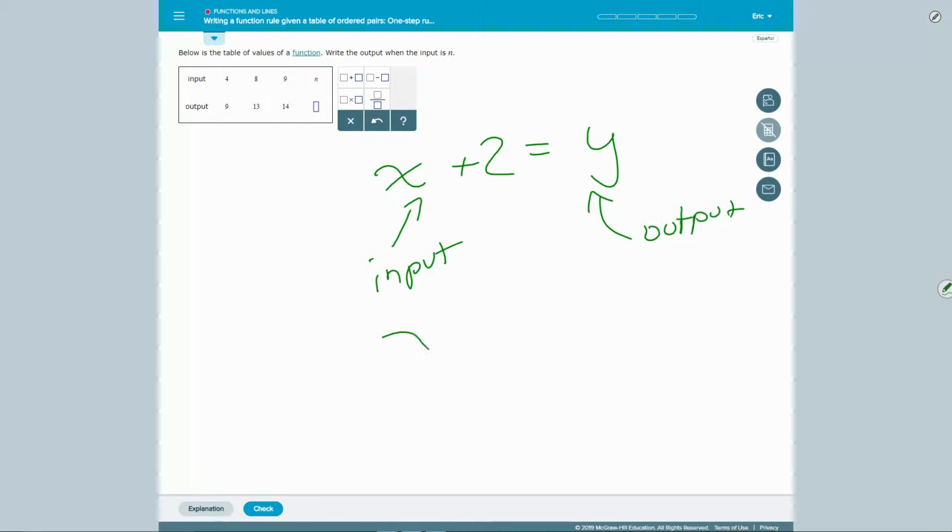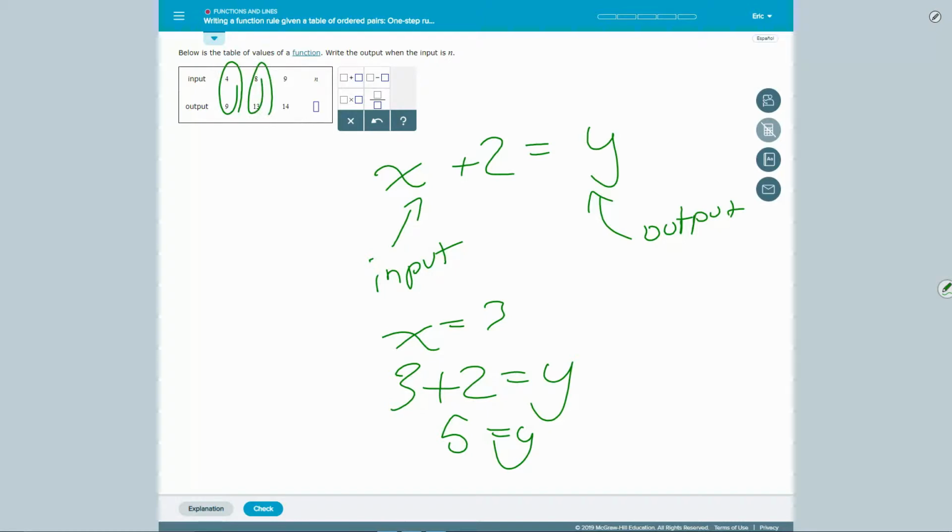So let's just say I say x equals 3, this becomes 3 plus 2 equals y, and so y equals 5. My input was 3, my output was 5. The same thing is going on over here.